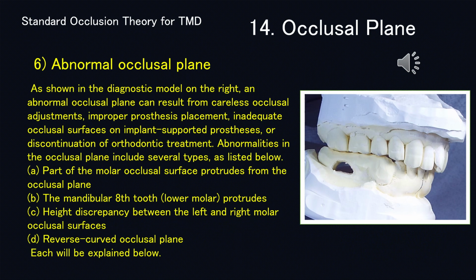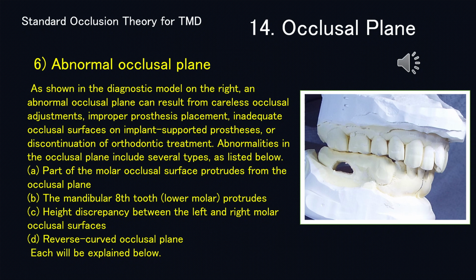6. Abnormal occlusal plane. As shown in the diagnostic model on the right, an abnormal occlusal plane can result from careless occlusal adjustments, improper prosthesis placement, inadequate occlusal surfaces on implant-supported prostheses, or discontinuation of orthodontic treatment. Abnormalities in the occlusal plane include several types, as listed below.